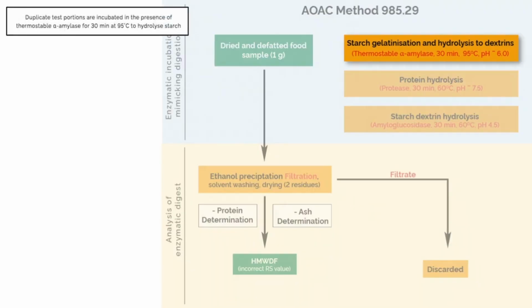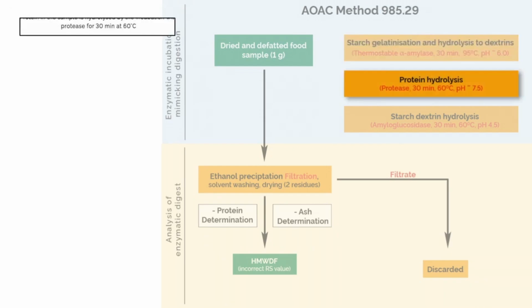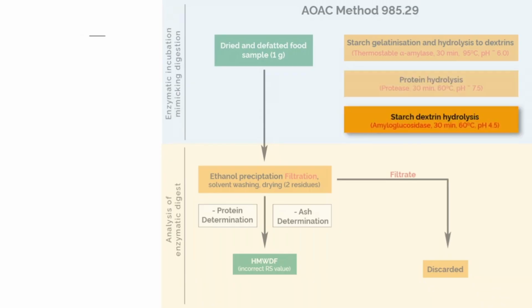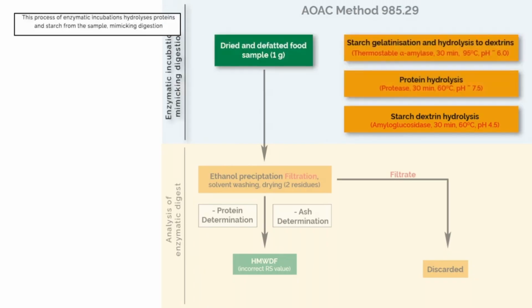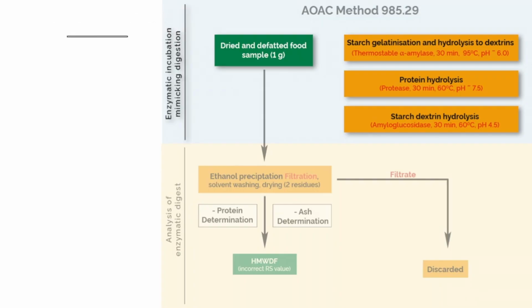Samples are treated with a thermostable α-amylase for 30 minutes at 95 to 98 degrees Celsius, during which starch is hydrolyzed. Protein in the sample is hydrolyzed by the incubation with protease for 30 minutes at 60 degrees Celsius. Maltodextrins are hydrolyzed by incubation with amyloglucosidase for a further 30 minutes. This process of enzymatic incubations hydrolyzes proteins and starch from the sample, mimicking digestion.